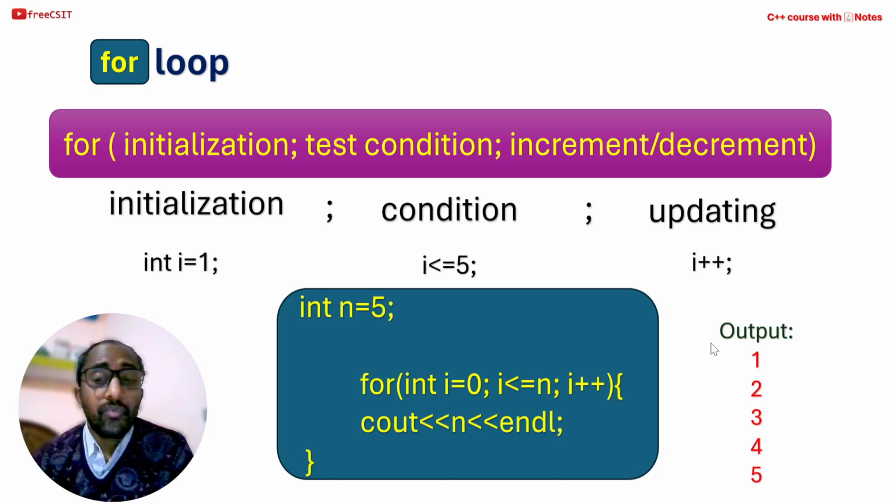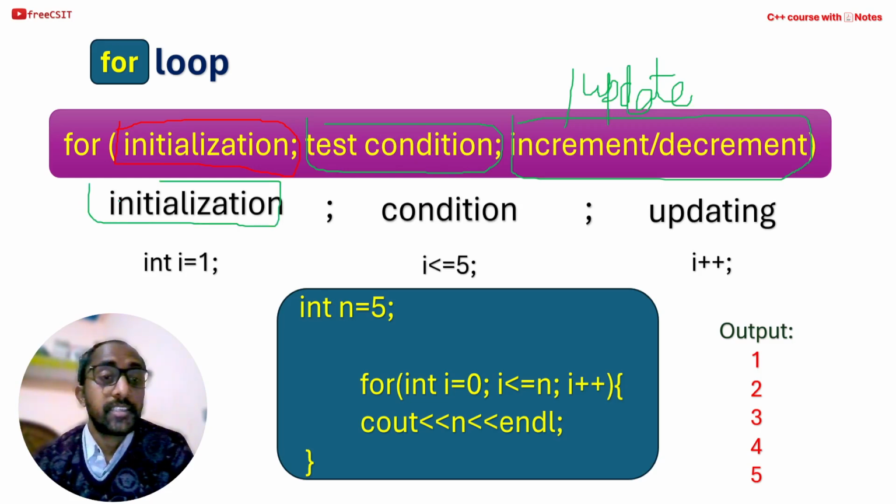So for loop, firstly initialize, then conditions. I have written some, I will show you here. A for loop has three parts. First one is initialization, variable initializations, the second one is condition test, and the third one is increment, decrement, or update the variable's value.